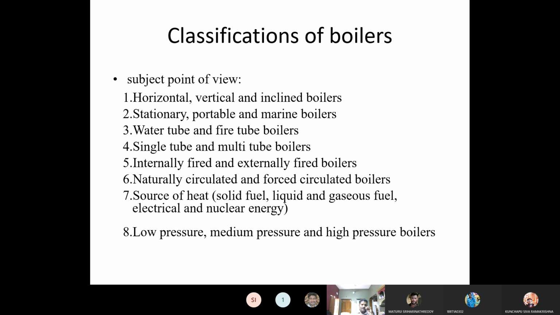And one more classification is there: naturally circulated and forced circulated boilers. This is by the circulation of water through the tubes. In, I think, 8th class physics, we studied the buoyancy effects. Understand? Force of buoyancy.